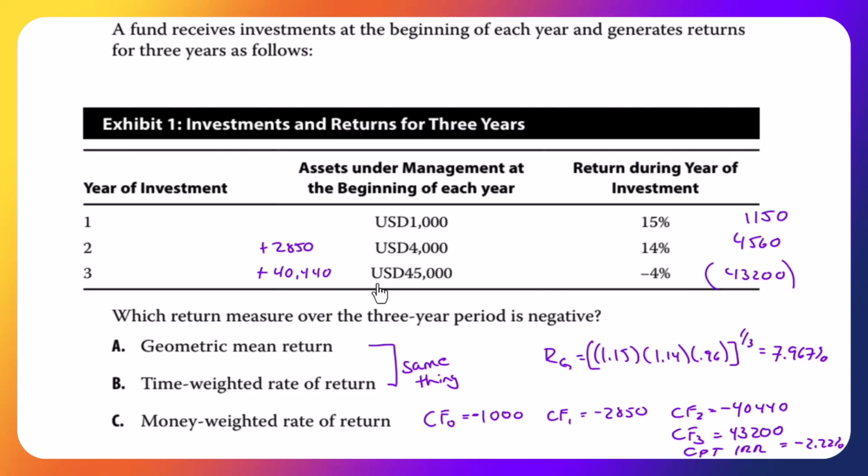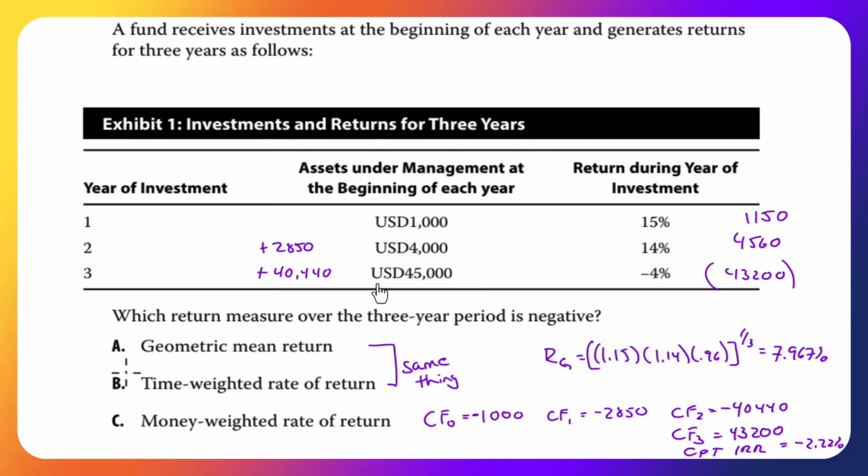A fund receives investments at the beginning of each year and generates returns for 3 years as follows, and we can see that in Exhibit 1. Which return measure over the 3-year period is negative? A is the geometric mean return. B is the time-weighted rate of return. And we know that A and B are the same thing. Since there can only be one answer, if A is correct, that makes B correct because they're the same thing. We can get rid of A and B and only choose C, just by the logic of the answers.